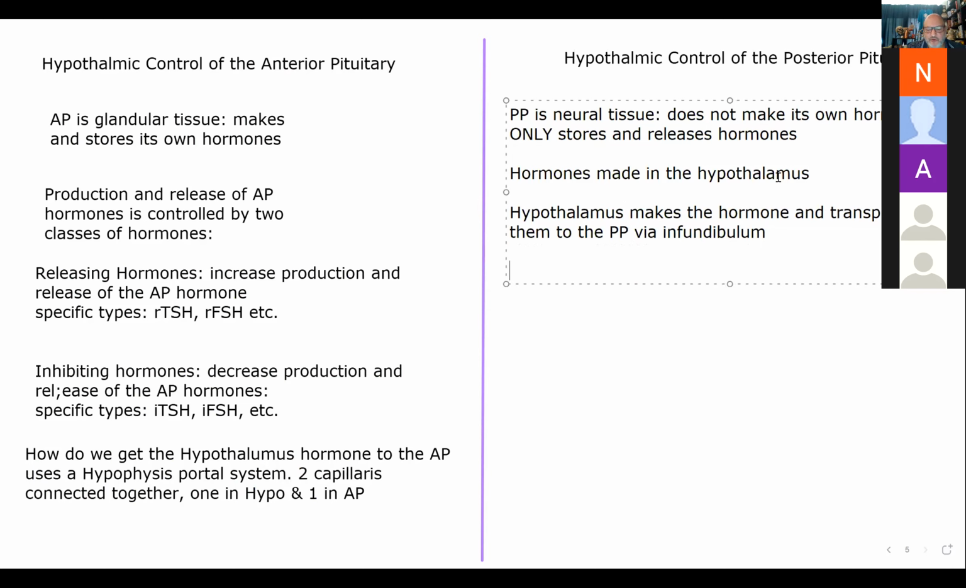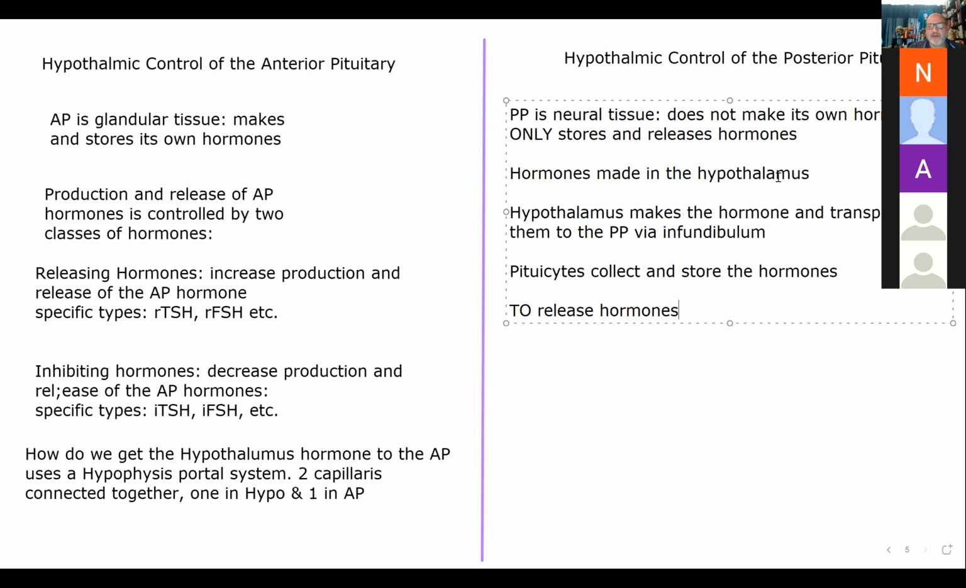Excellent. Then those pituicytes collect and store the hormones. So when it's time to release the hormones, how does our hypothalamus do that? How does our hypothalamus tell these pituicytes in the posterior pituitary to release their hormones? How are they regulated? Neurally? Yeah.